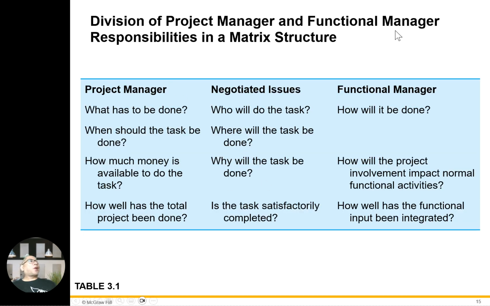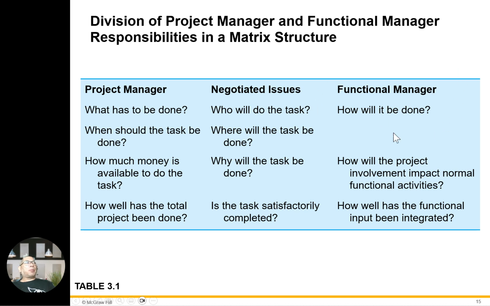Division of project manager and functional manager responsibilities in matrix structures. For project managers, what has to be done? These are the questions that will be asked if you are a project manager. When should the task be done? How much money is available to do the task? How well has the total project been done? Negotiated issues: who will do the task? Where will the task be done? Why will the task be done? Is the task likely to be completed or not?